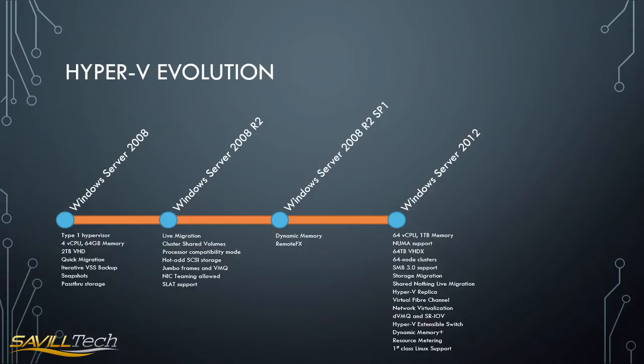But 64 virtual CPUs and a terabyte of memory with NUMA support really, for scalability, means I can virtualize pretty much anything. There have been studies showing that over 99% of the world's SQL servers could now be virtualized on Windows Server 2012 Hyper-V. Let me actually just show you one of those.